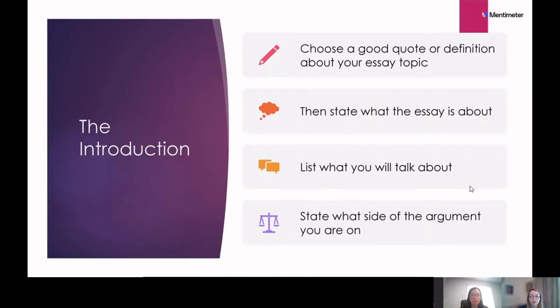Okay, so some tips for writing the introduction. Choose a good quote or definition about your essay topic. Now this might be different depending on the assignment or the type of module you're taking. Then state what the essay is about, list what you will talk about, and then state what side of the argument you are on. So be really clear in the introduction what you're actually going to do and what you're planning to talk about.